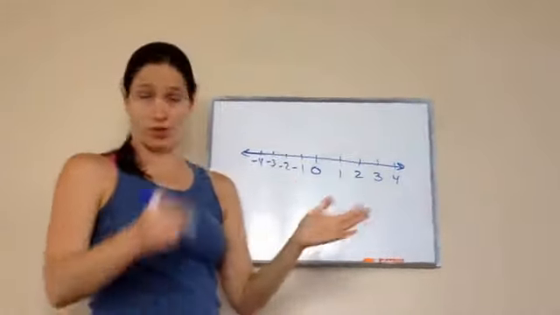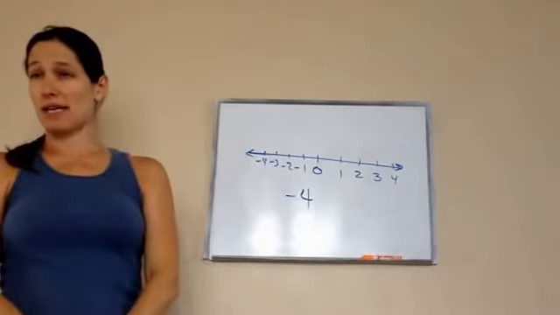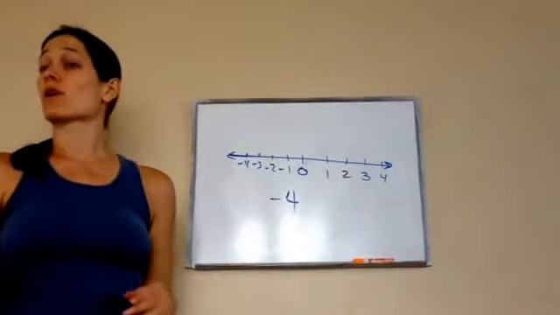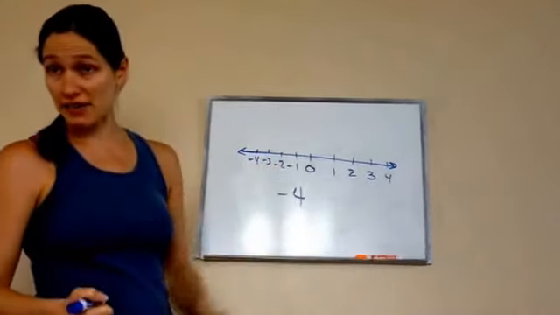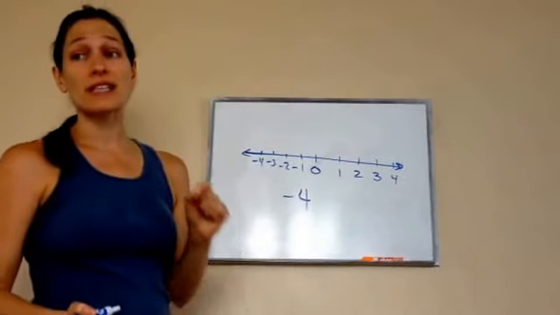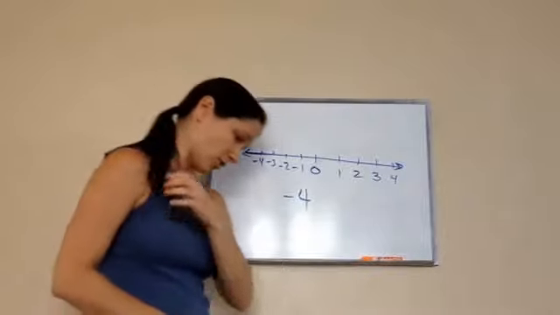Now, negative numbers, for example, negative 4, are used in many different ways. If we were talking about the temperature of something, if I said something was negative 4, it would be really cold. Okay, negative 4 Fahrenheit, it would be extremely cold, okay?